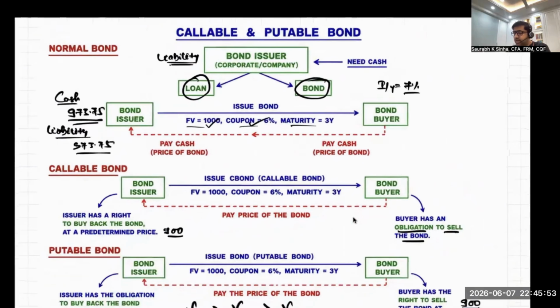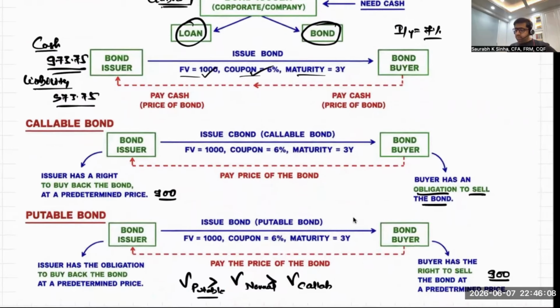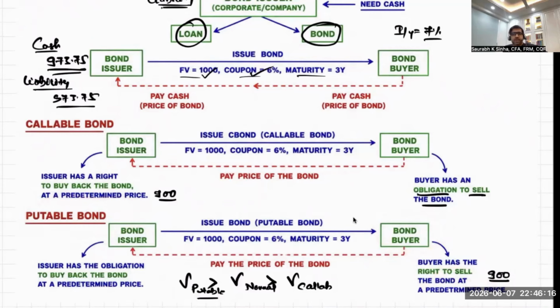In the last session, we introduced callable bond and putable bond in the series of lecture of fixed income, where we said that in callable bond, the bond issuer has a right to buy back the bond at a predetermined price. And in the putable bond, the bond buyer has the right to sell the bond back to the issuer at a predetermined price. So, callable bond is a bond where the flexibility or the optionality is at the issuer's hand, and in the putable bond, it is at the buyer's discretion.